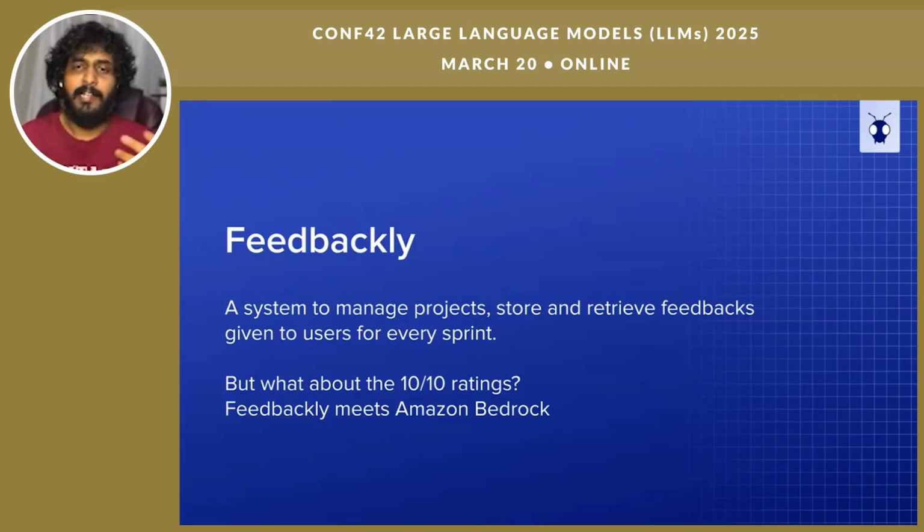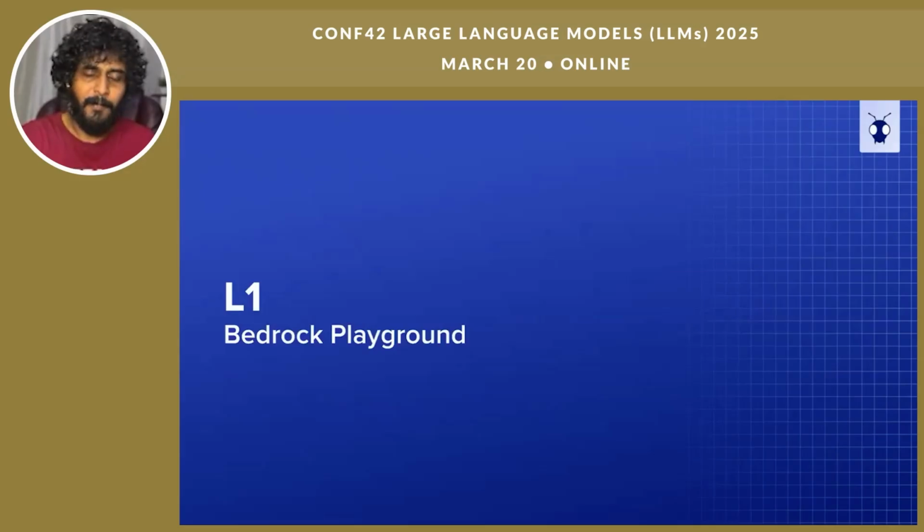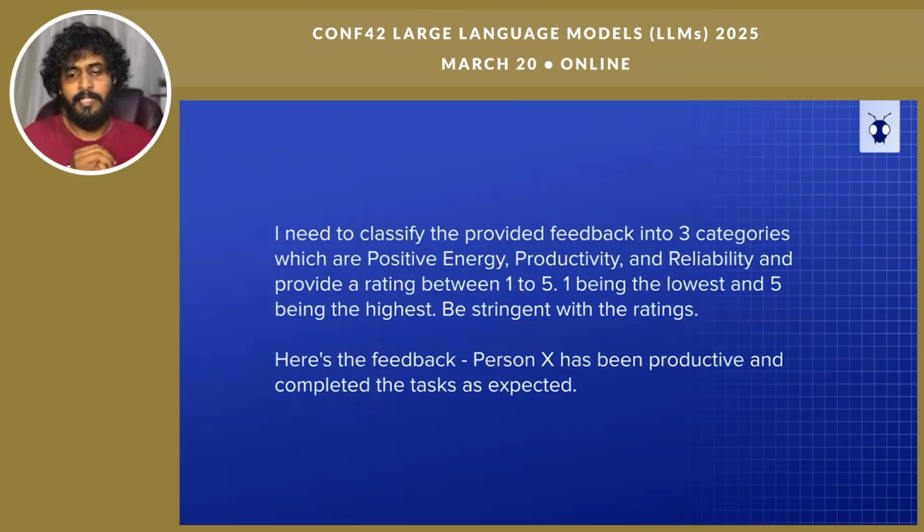And that's when we started experimenting with Bedrock and AI to see how it can help us out. So we start with the playground. What we did is we started testing out a simple prompt, which basically says, I'm going to give you a feedback. Now you need to categorize them into three different categories: positive energy, productivity, and reliability, and rate them between 1 to 5, 1 being the lowest and 5 being the highest. And here's the feedback that the user has received.